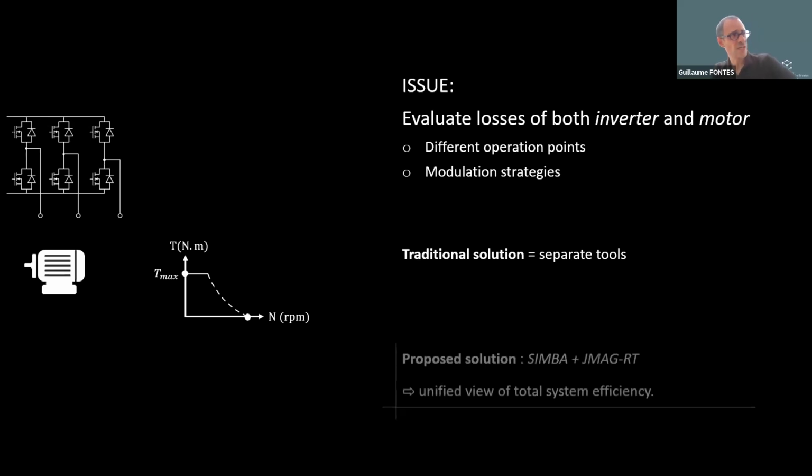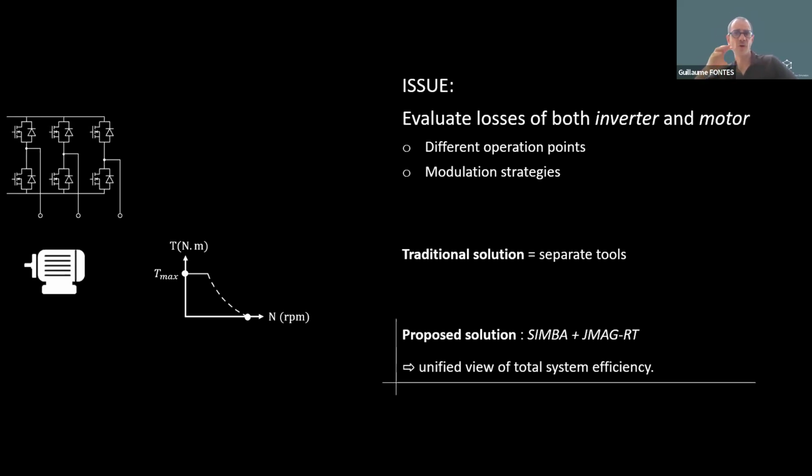So today, we are going to propose a combined solution of Simba and a JMAG-RT model, which has been extracted from JMAG, the finite element modeling software, in order to get the global losses of the system.